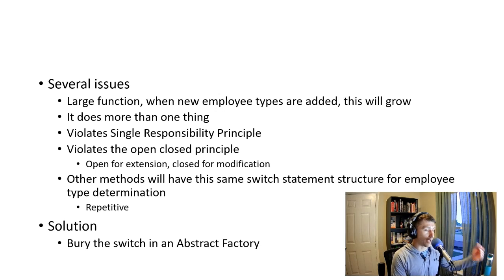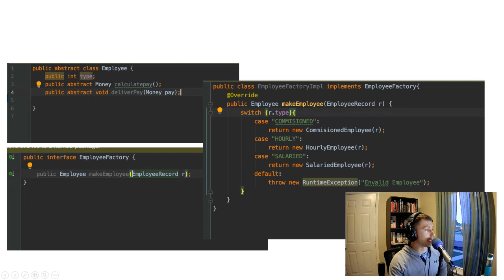You're going to have to duplicate the structure whenever you need to figure out what employee type this person is, so it's going to get repetitive. The solution is to bury the switch statement in an abstract factory. You see here, you have a public abstract employee class, which means you can't make objects of the employee class, but you can have different types of employees.